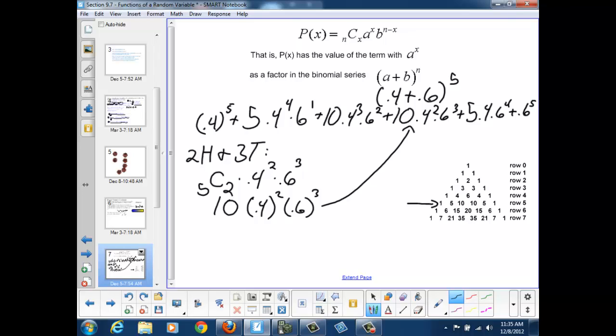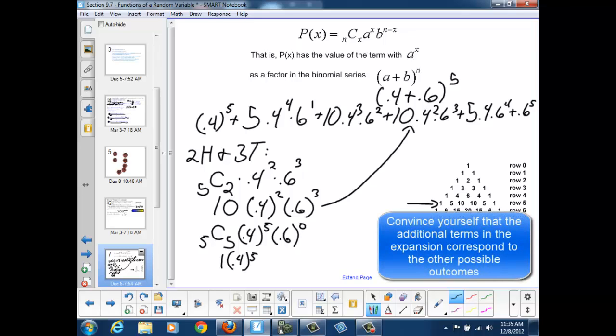And if I thought about the other terms, if I were going to get 5 heads, the probability of that happening would be 5C5 times the probability of getting a head raised to the 5th times the probability of failure raised to the 0, which turns out to be there's only one way to choose 5 out of 5, times 0.4 to the 5th times 1, which is just 0.4 to the 5th, which is our first term in our binomial expansion.